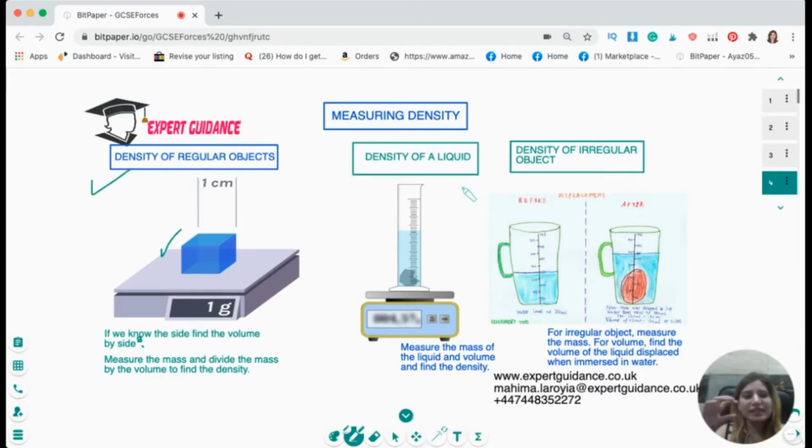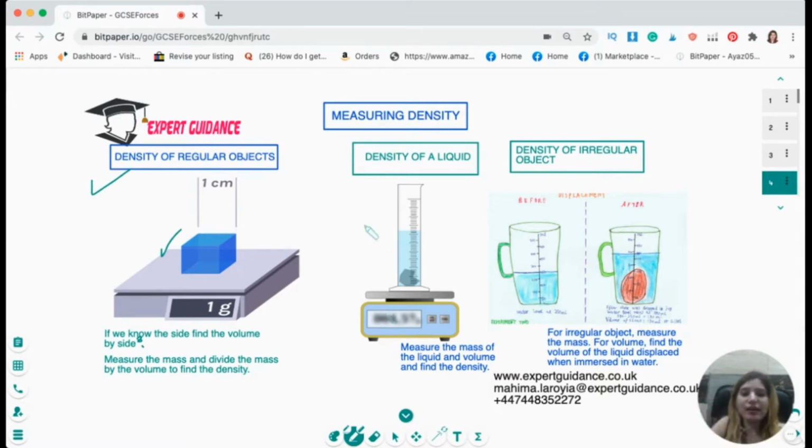Now, how would you find the density of a liquid? For a liquid, you can put the liquid into a measuring cylinder and put it on top of the weighing scale. From the weighing scale, you take out the mass of the empty cylinder and then weigh the mass of the liquid, and the volume you can read from the measuring cylinder, and do mass over volume of the liquid.